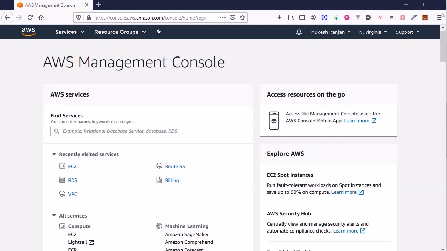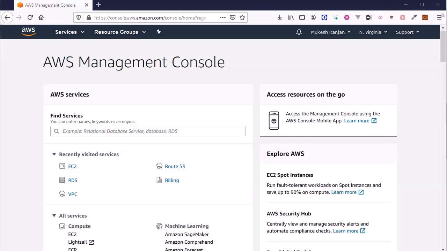So we are in the AWS Management Console. AWS Management Console is one of the interfaces by which you can interact with the AWS resources. I have a detailed session on AWS Management Console. For the time being, you just consider it. By using AWS Management Console, you can play with AWS resources.